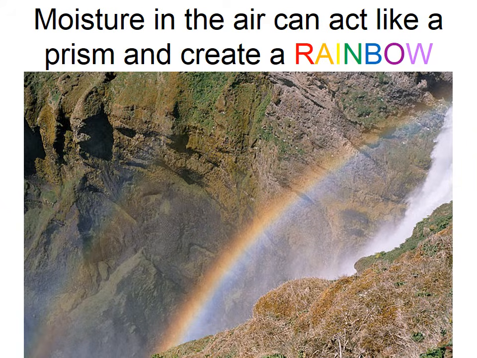We can often see something similar to this just outside in nature. If there's moisture in the air, after it's rained, or in this case, moisture coming from a waterfall, we can see that moisture in the air acts like a prism and will separate sunlight into the individual wavelengths, producing a rainbow.